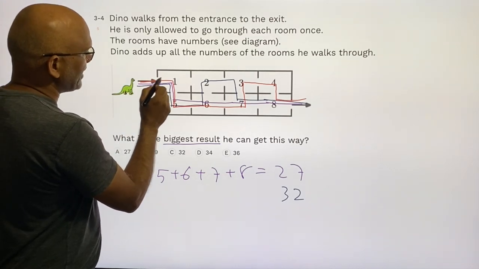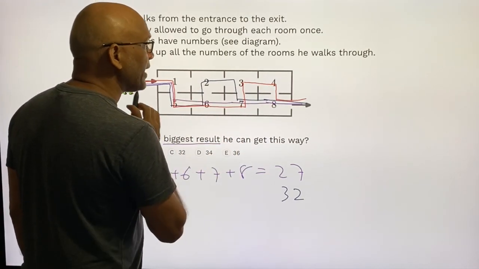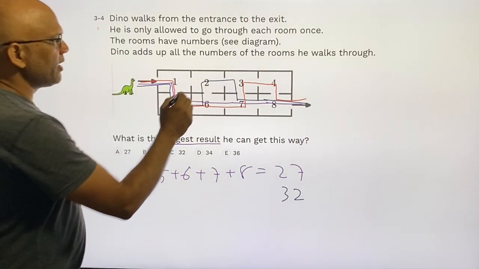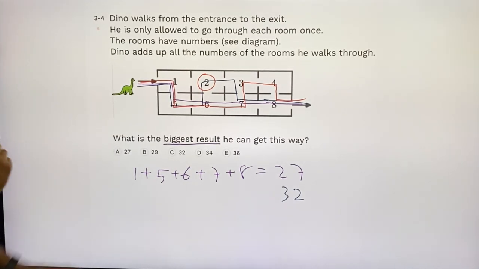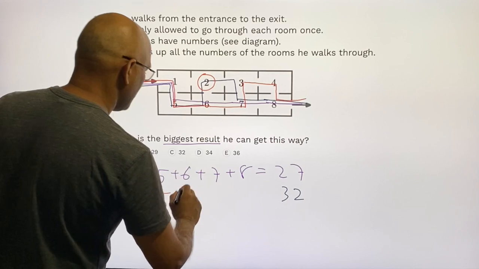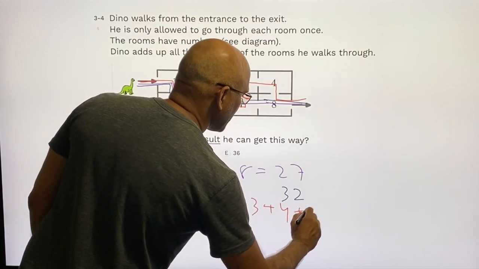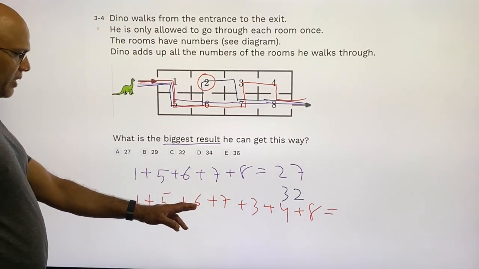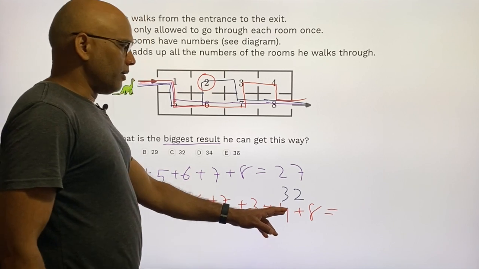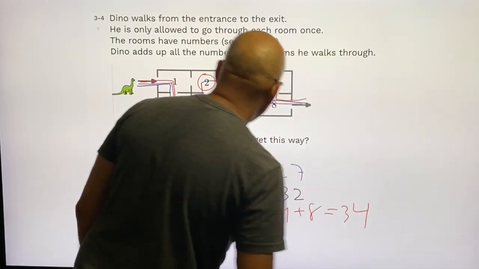So basically, I can go like this, 1, 5, I'm sacrificing 2 here. So I'm taking 6, 7, 3, 4, 8. And I'm doing this so that I can grab a bigger number and miss a smaller number here. So if I do it this way, I'm missing only the number 2 here. So if I add the rest of the numbers, that is 1 plus 5 plus 6 plus 7 plus 3 plus 4 plus 8, so they add up to 1 plus 5 is 6, plus 6 is 12, plus 7 is 19, plus 3 is 22, 22 plus 4 is 26. 26 plus 8 is 34.